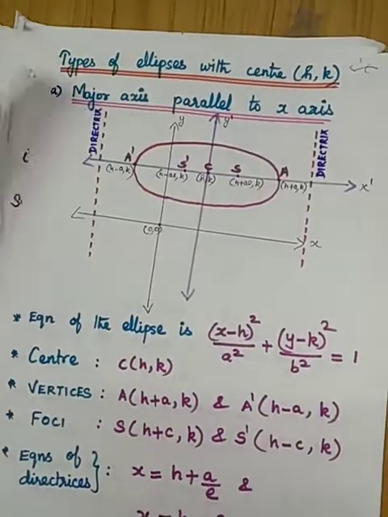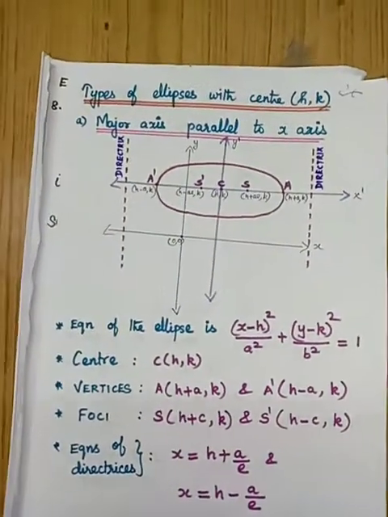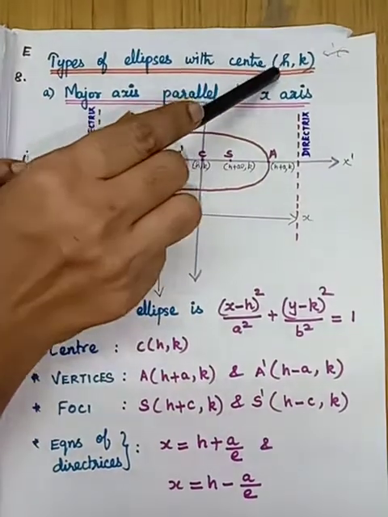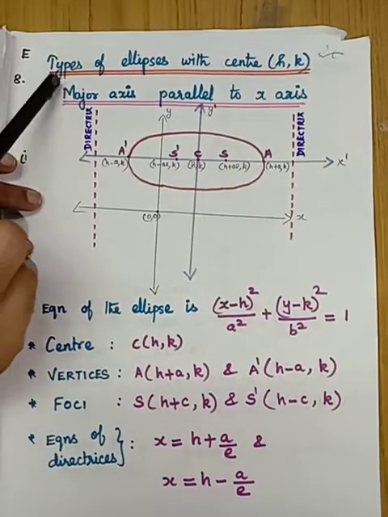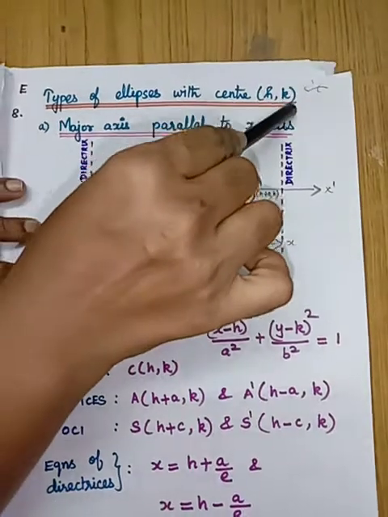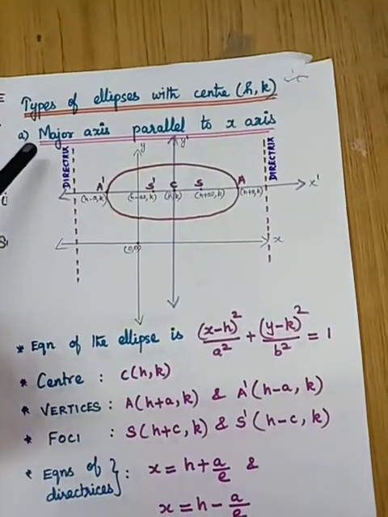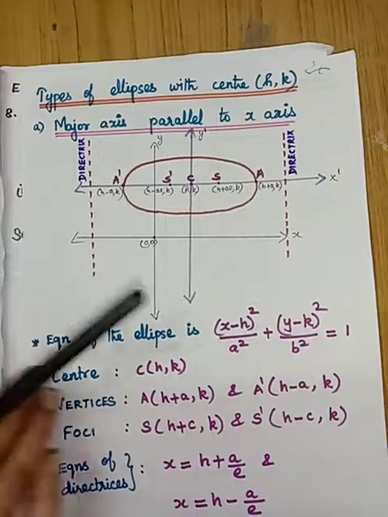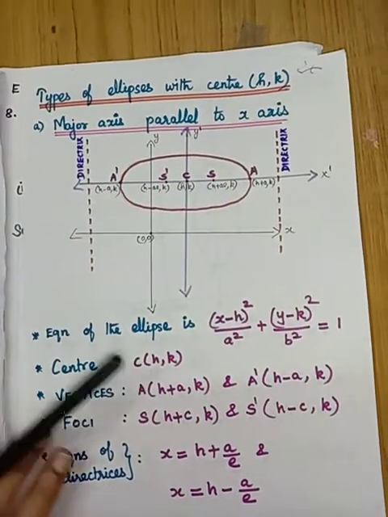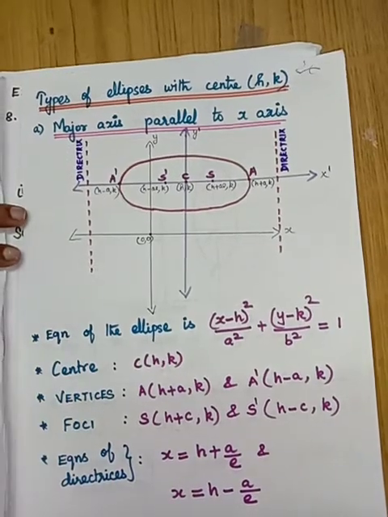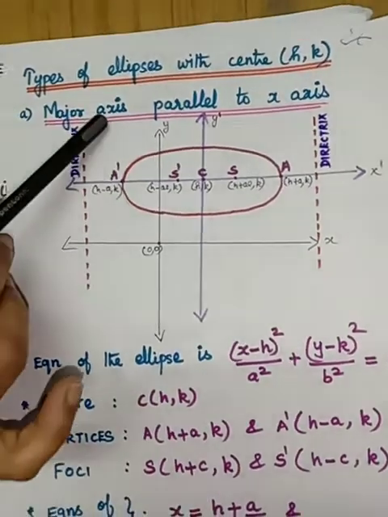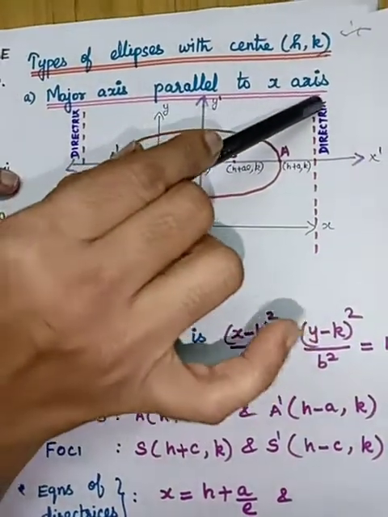Okay, so next, in the previous video, we have seen the types of ellipses with center 0, 0. Now we are going to see the types of ellipses with center h, k. Now, there are two types. One is major axis parallel to the x-axis. Another one, major axis parallel to the y-axis. So we are going to see the first type. Major axis is parallel to the x-axis.